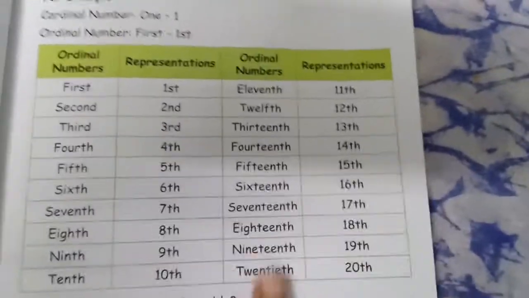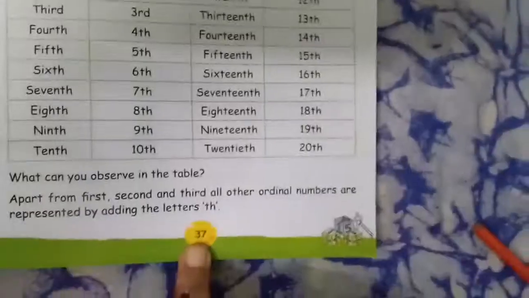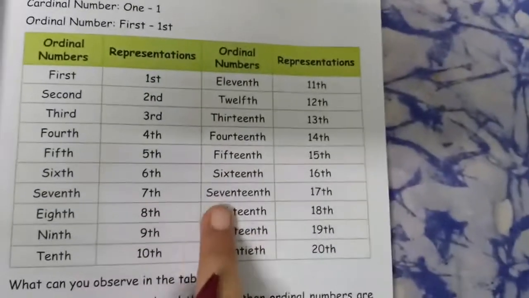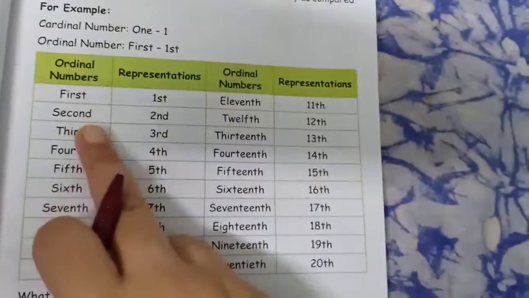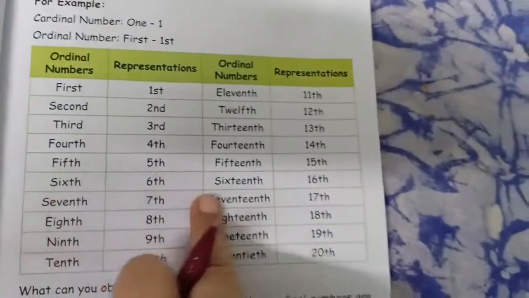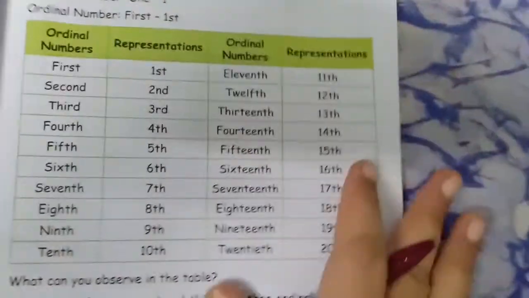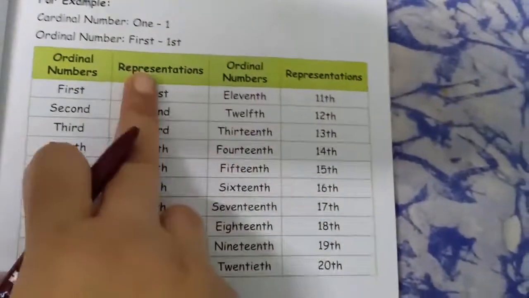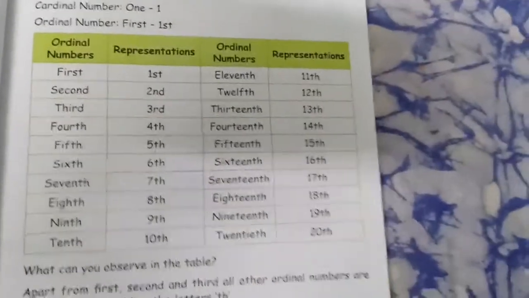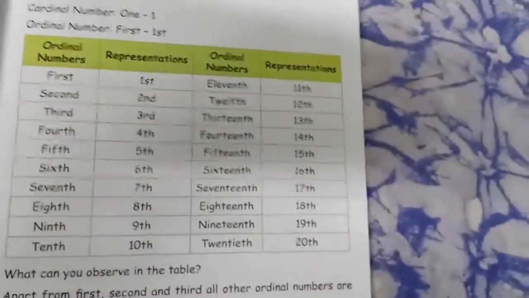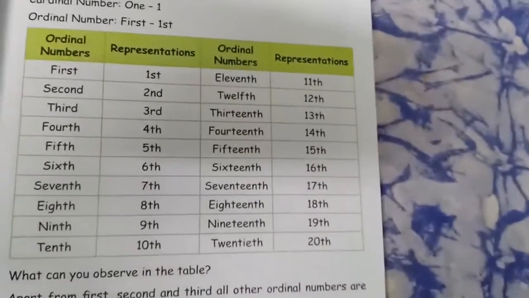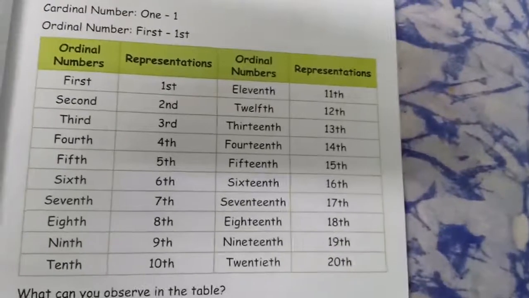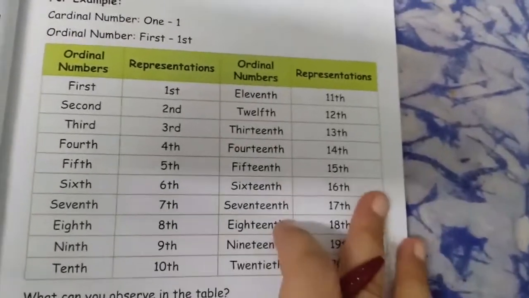On page number 37 of your maths textbook, there is a table given to you about the ordinal numbers and their representation. You have to write that down from 1st to 20th in your notebook, and after that I will send one more thing that you also have to write down in your notebook.